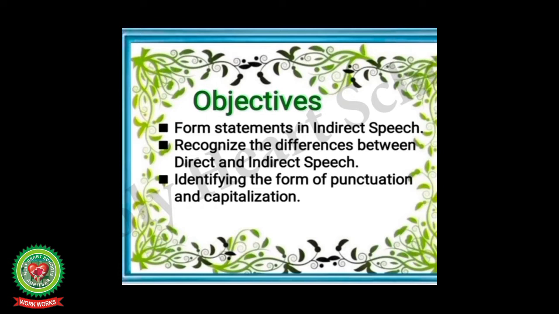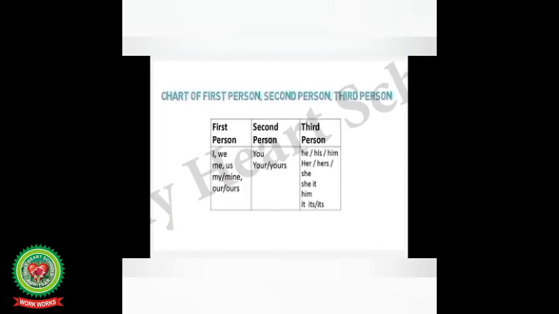Okay, children, now we are going to discuss personal pronouns. First person, second person, and third person. First person refers to the person who is speaking. For example, I, me, we, us, my, mine, our, ours, etc.